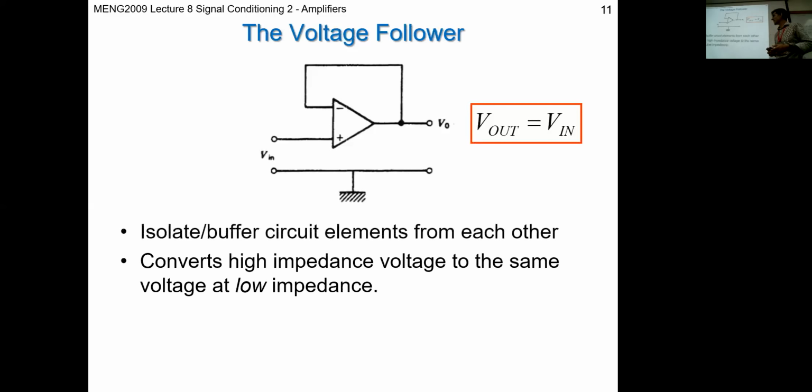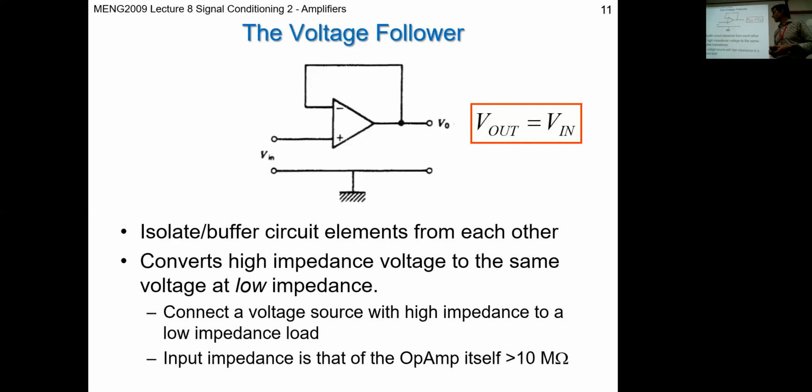So that one's really easy. This is to isolate or buffer circuit elements from each other. It converts high impedance voltage to the same voltage at low impedance on the output. So you can connect, for instance, a voltage source with high impedance to a low impedance load. A voltage source in this case would be the sensor, for instance. Low impedance load means you want to actually generate that power dissipation, whether that's in a coil to drive a gauge like a dial or something.